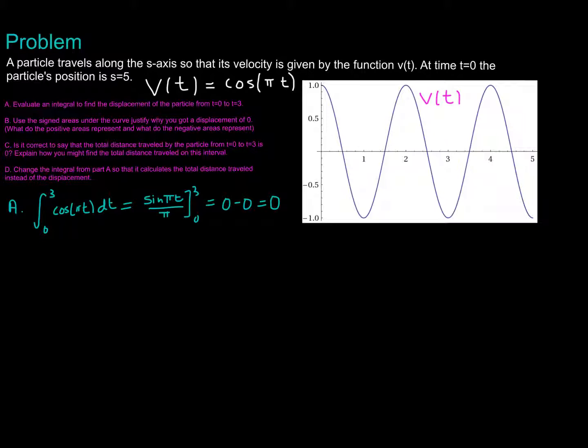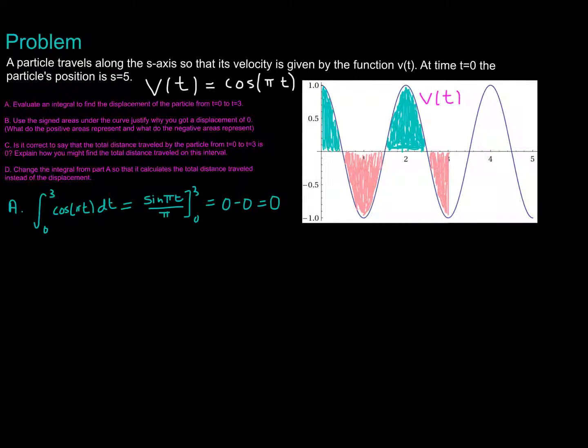Okay? But we want to dig a little deeper because 0 seems like a weird thing to get. So let's use the signed areas underneath the curve to justify why you got a displacement of 0. So let's look at the area underneath the curve up until t equals 3.